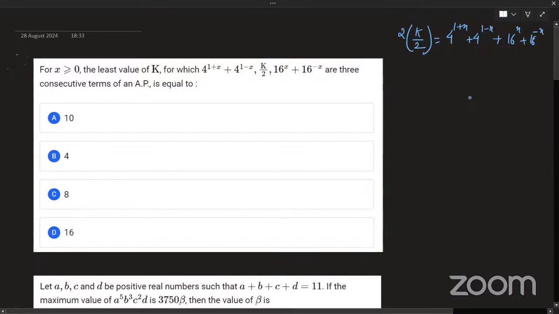Right, everyone? So that means my value of k is directly this expression only. The 2 cancels, because this is 2 into k by 2, so I can directly write it as k. Now it is asking me to find the least value of k. Can we find the least value of this thing?